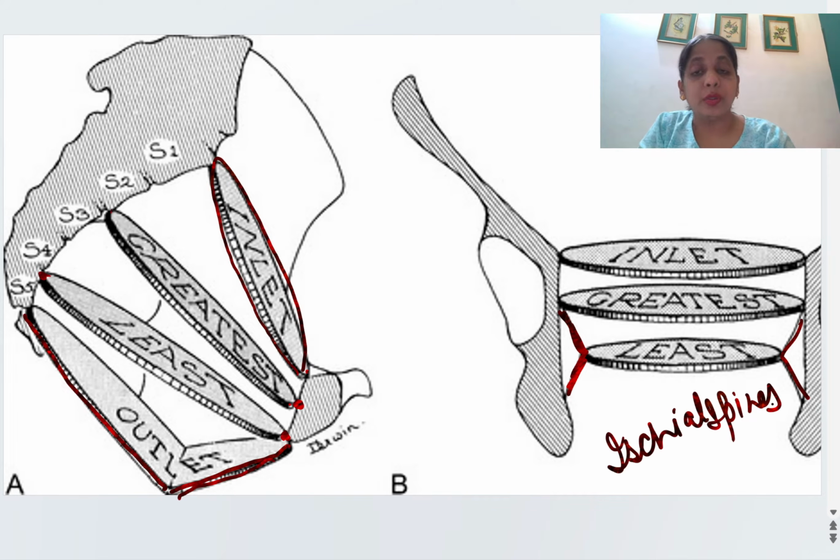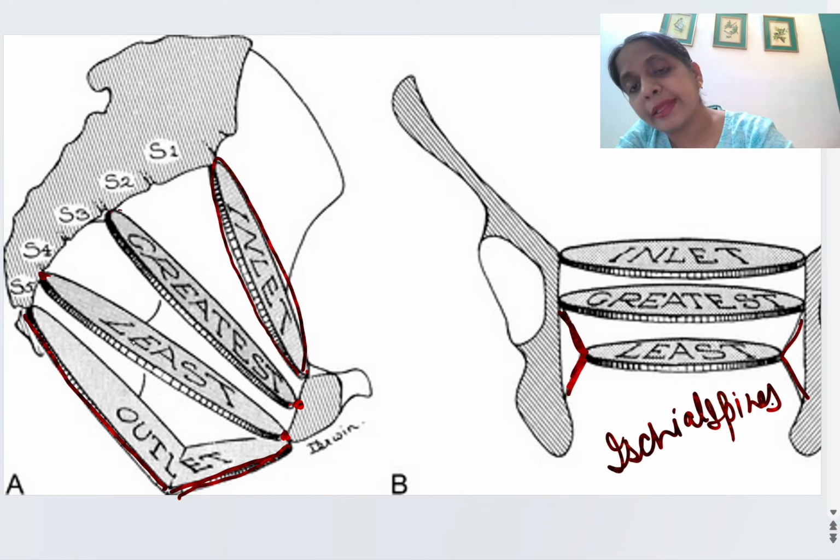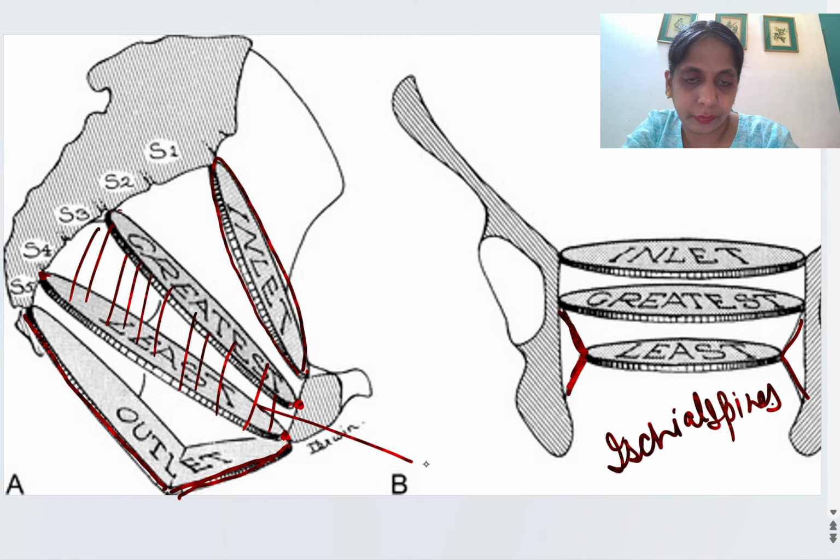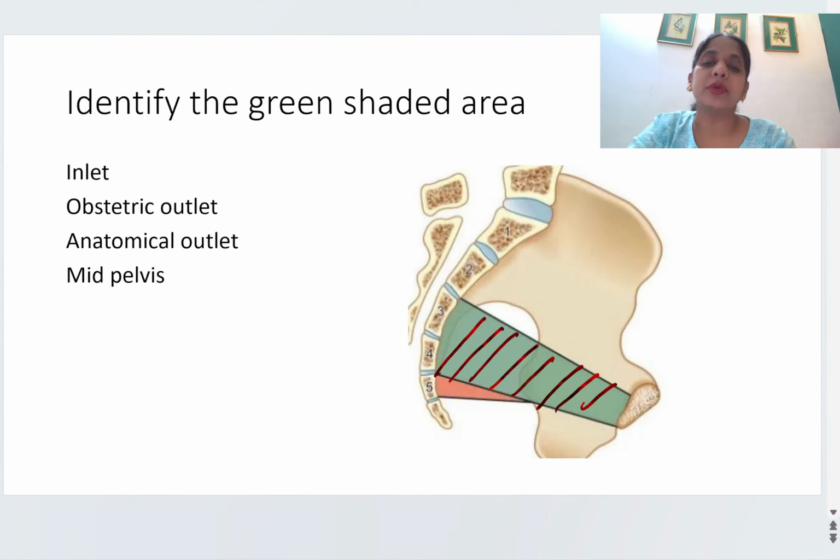Now the space between the plane of the greatest pelvic dimension and the least pelvic dimension is known as the mid pelvis. And that was the question here: what is this green shaded area? It originates from the mid part of the pubic symphysis and ends at the lower part. So this is the mid pelvis. The answer to this question is mid pelvis.